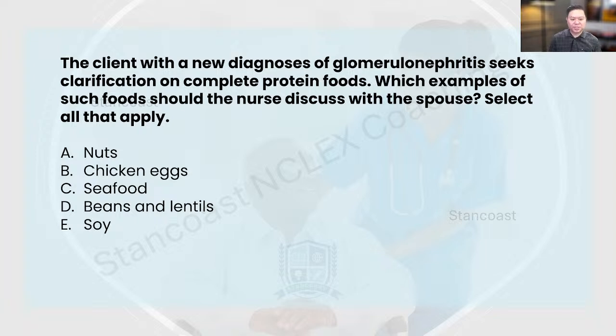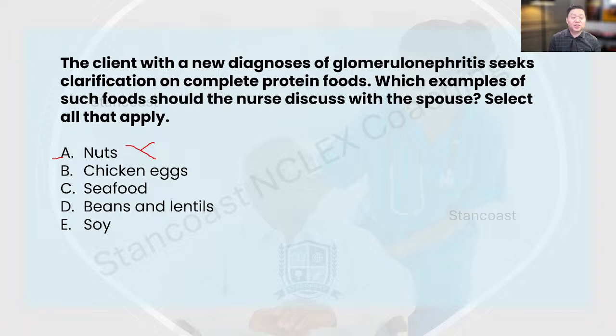All right, your time is up. So let's go into the different options here. Letter A. Nuts can have some protein content, but they are not considered to have complete protein. It's lacking some of the essential amino acids. All right, so we are going to eliminate nuts. What about chicken, eggs?